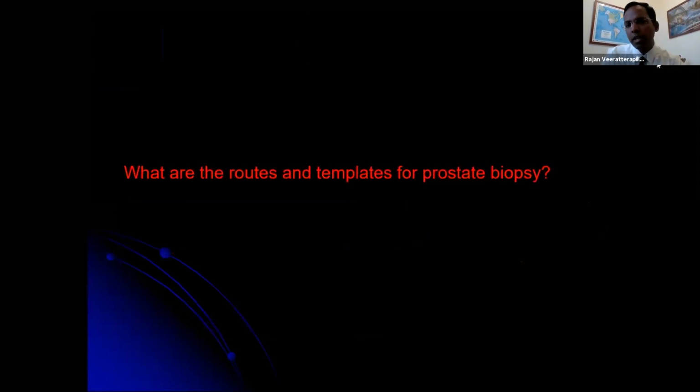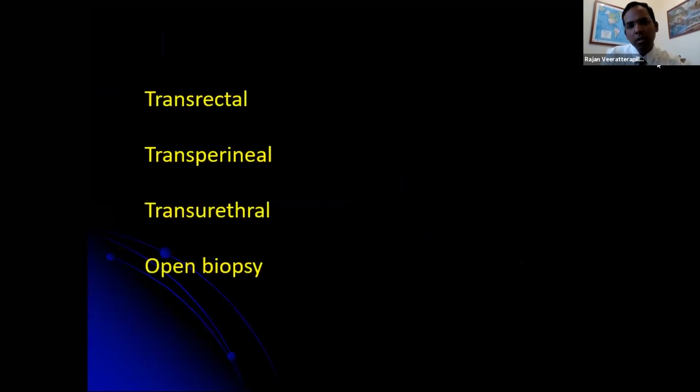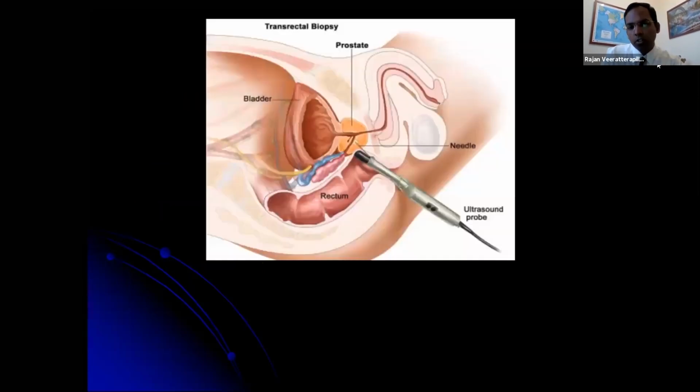So what are routes and templates for prostate biopsy? Dr. Turner already talked about this from a pathological perspective, which is a transrectal and transperineal route, which I'm going to talk a lot in detail about. We've also got to remember there is a transurethral route and open biopsy, which is pretty much confined to the textbooks now. How do we do a TRUS biopsy?